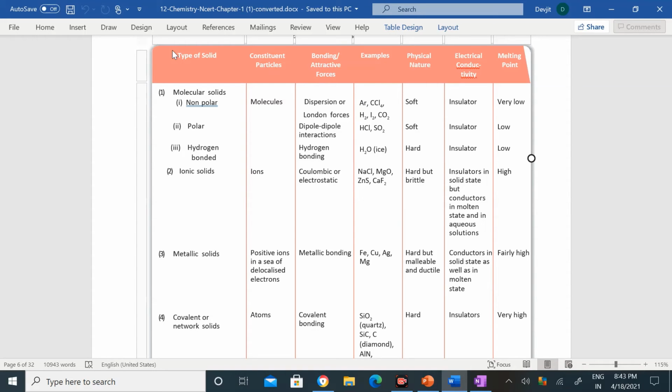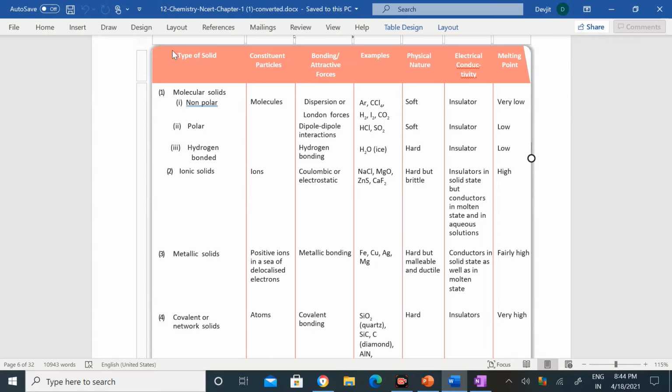Next is covalent solid. Covalent solids are composed of atoms. They will have covalent bonding. The covalent solid examples are quartz, diamond, and they are hard in nature, but they are insulators. Why are they insulators? This question is very tricky and important. Why are covalent solids insulators though they are hard? Because they don't have free ions or free electrons which can conduct electricity. But melting point is very high because they are quite strongly bonded.